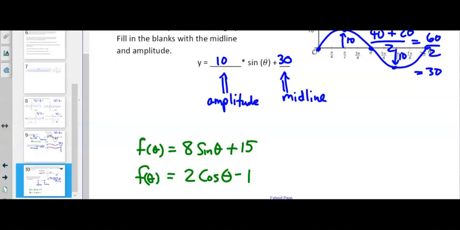All right, so what I'd like you to do to finish up this activity, I have two equations here. I change sine to cosine.